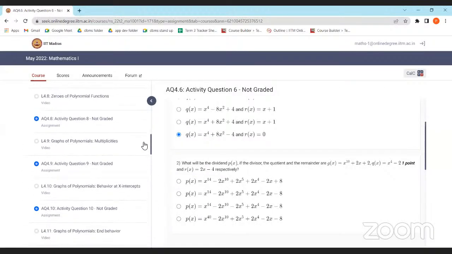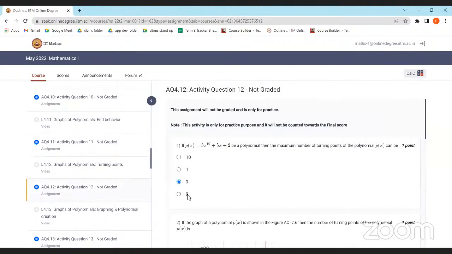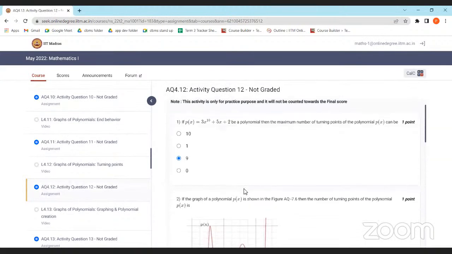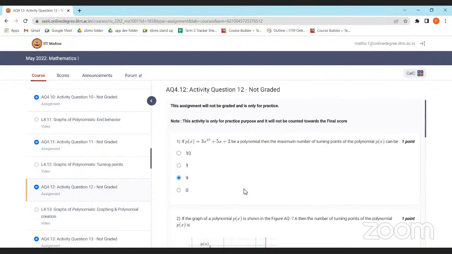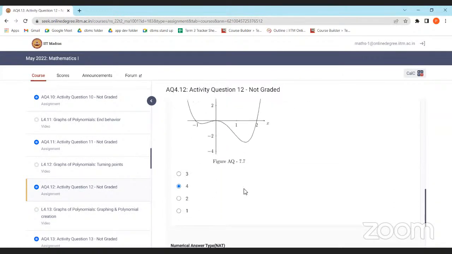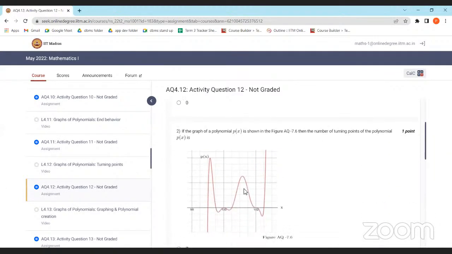So which activity was remaining? 10, then 11, I think, right? 12. Sir, so all of my doubts are clear, sir. Thank you, sir. Sir, I have a doubt in the graded assignment. Yeah, first we'll go through the activity. Any doubt in this activity 12? Sir, second and third. Okay. Second and third.